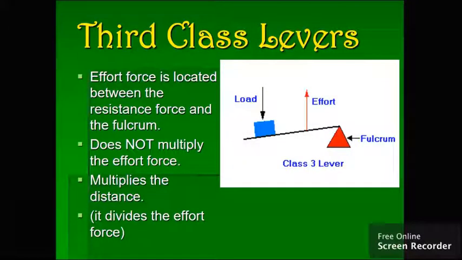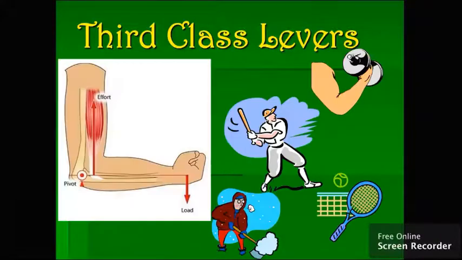Then finally, there's the third class lever. And that is where the load and the effort are switched from the second class lever. So the effort is being applied close to the fulcrum and the load is far away. So this does not multiply the force. Let's just go on to the examples.